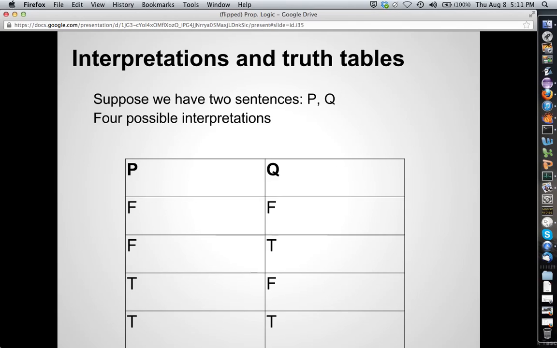So suppose we have two sentences, P and Q. This gives us four possible interpretations, and here I've drawn out a truth table to give you some examples of what they are. So we've got P, which can either be false or true, and Q, which can either be false or true, and there's actually four possible interpretations, and I hope my cursor's showing up. You can see here we've got false false, false true, true false, true true. Those are the only possibilities. So there's four possible interpretations if there's two variables, P and Q.